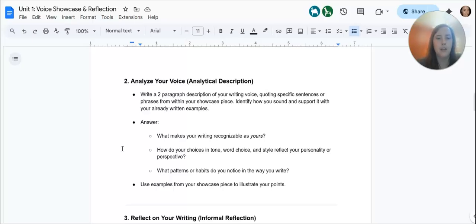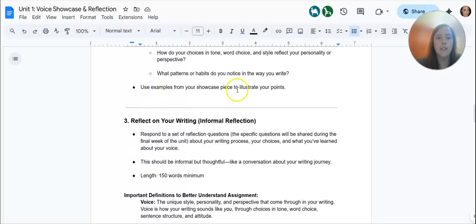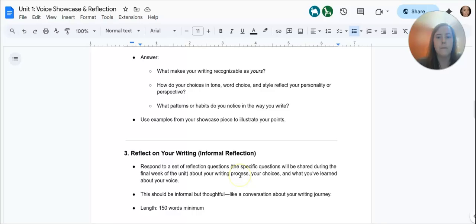Additionally, I'll mention that in the example that I share, I also want you to use examples from your showcase piece to illustrate your points. So in this part of part 2, I want you to quote yourself as things to point to say, here, show the quote, here I sound passionate, or here I sound angry, or whatever.